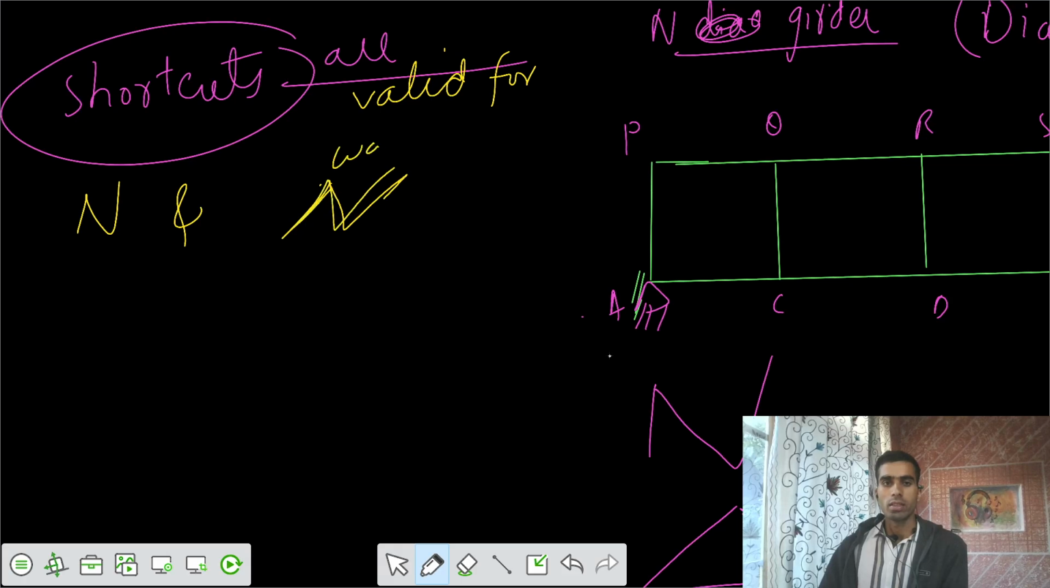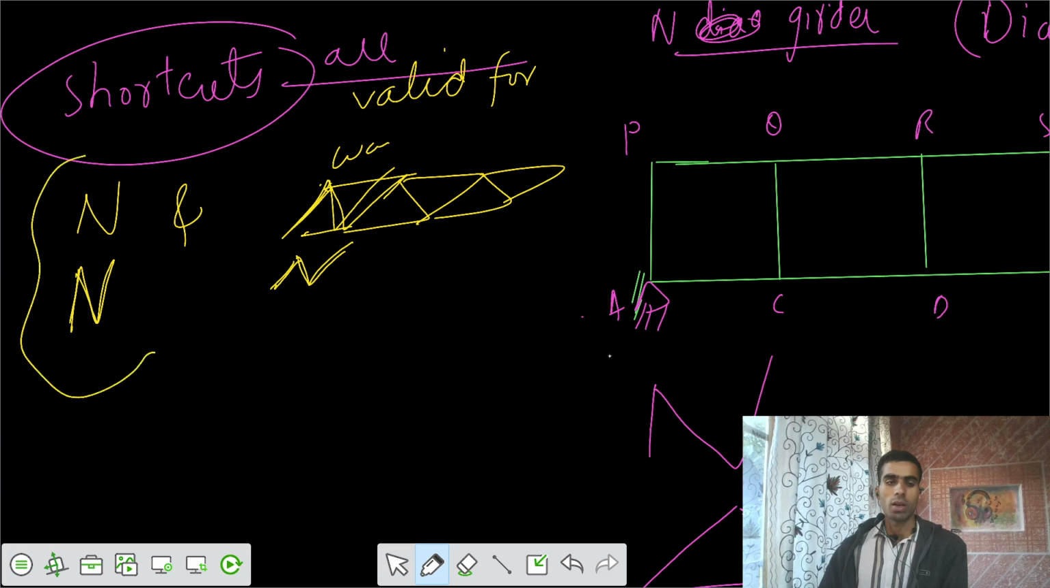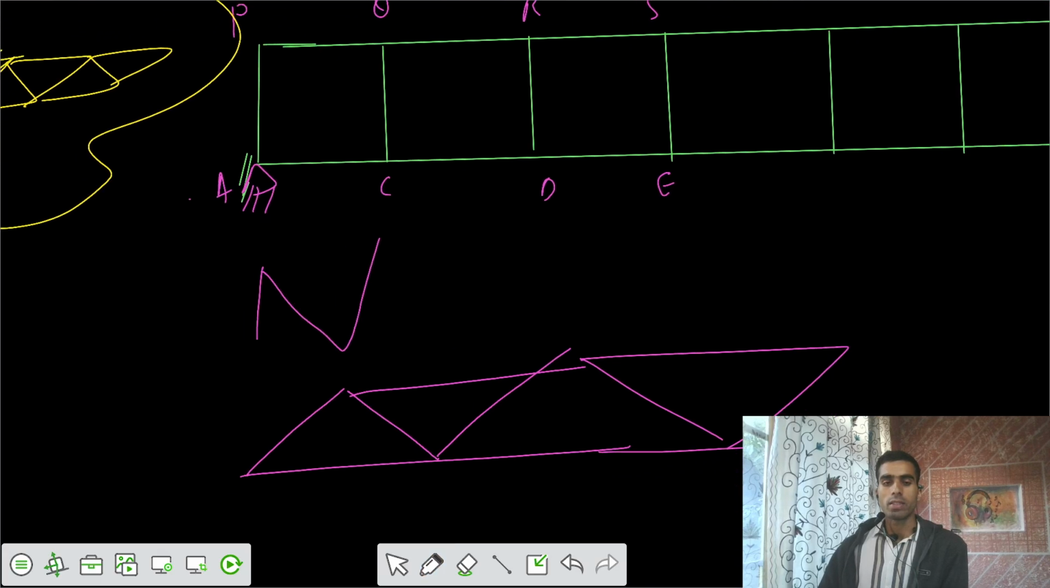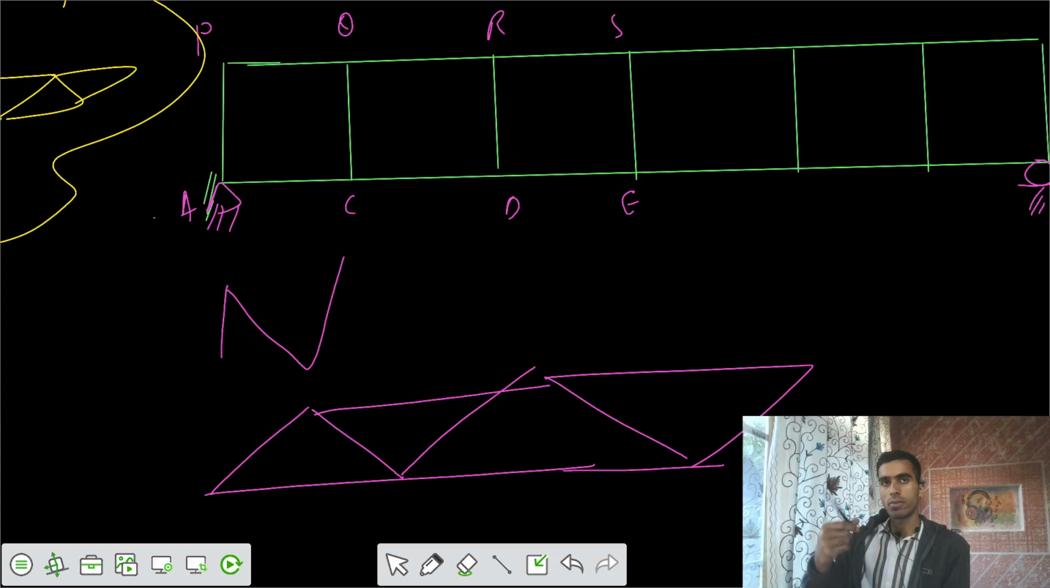That's the variant truss. It is in this way: this is N but inclined N, while this one was your vertical N. All those shortcuts up to this point were valid for N. Now for the reverse, we have to reverse the direction. That's the difference. Let's see where we have to reverse the direction.